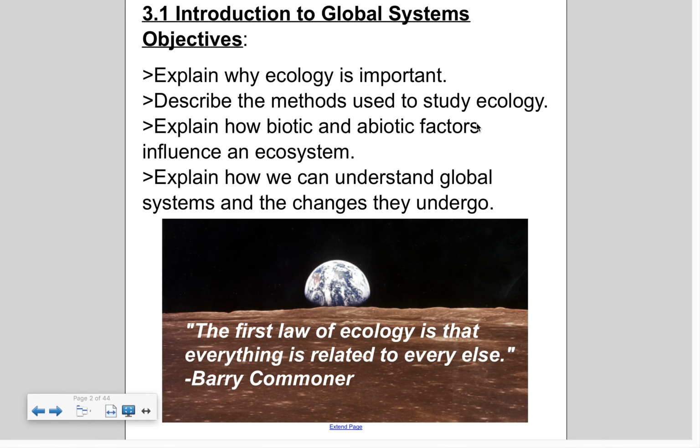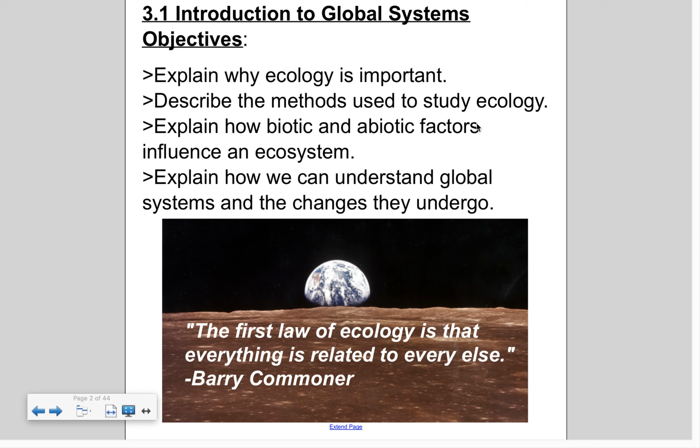Okay, so this first section is Introduction to Global Systems. The objectives I want to cover today: why ecology is important, and basically what is ecology, methods that we use to study ecology, and there's going to be 3 of them. Talk about biotic and abiotic factors that are found in an ecosystem and how, again, they influence or interact with organisms and non-living things. And then finally, talk a little bit about the global systems and the changes that they can undergo.